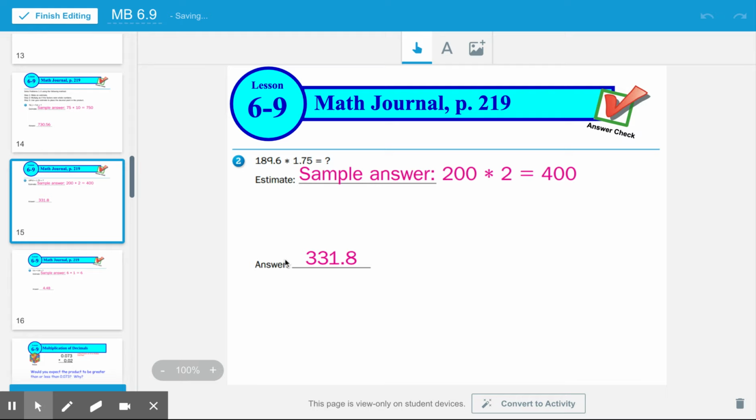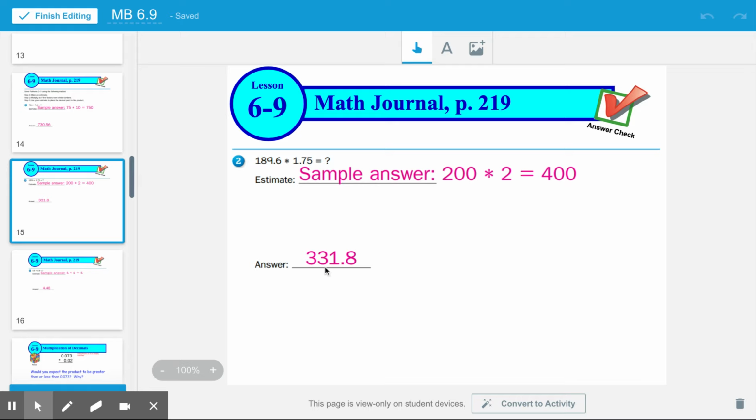Number 2, on page 219, we see 189 and 6/10 times 1 and 75 hundredths. An example of an estimate would be rounding it to 200 times 2, which is 400. You could also do 190 times 2. It still shows you that it should be in the hundreds range for your final answer. So once you take these numbers and you remove the decimal, you will have a thousands. So 1,896 times 175.